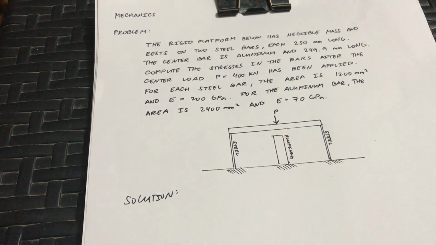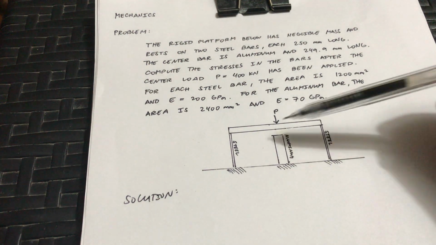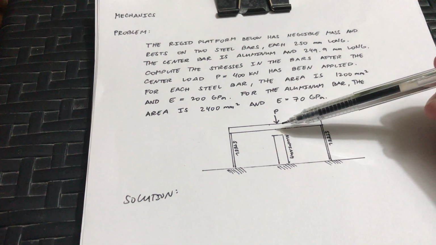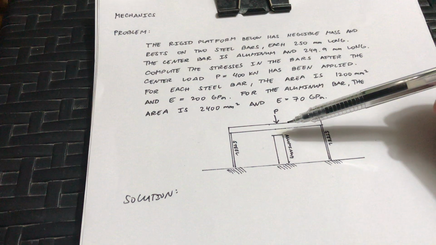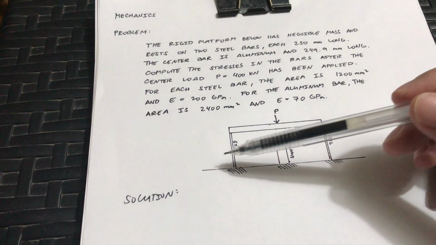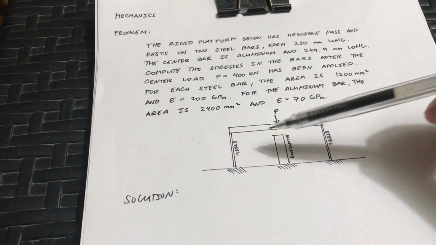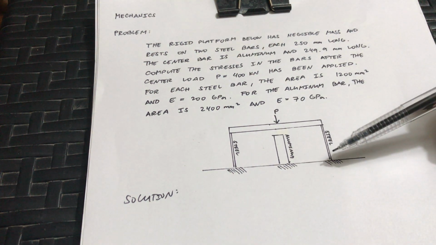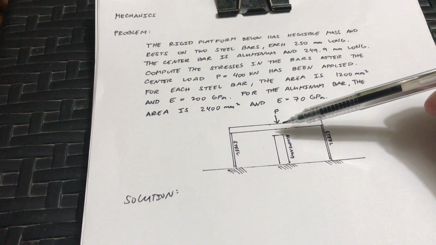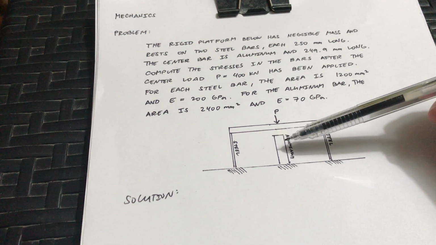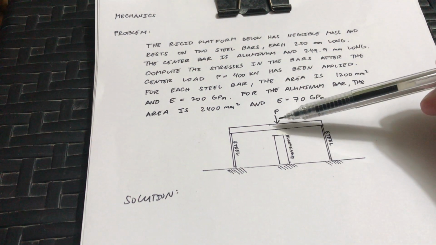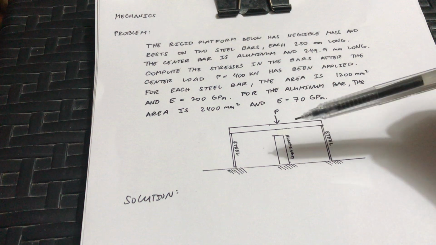Okay, solution. The question is, what is the stresses in the bars? What happens is this P will apply a load on this horizontal platform, and that platform will transfer the load to the steel. So this steel will undergo stress. Now if you notice the aluminum, there is a space between the platform and the aluminum. So how will it form a stress if the load will not touch the aluminum bar?